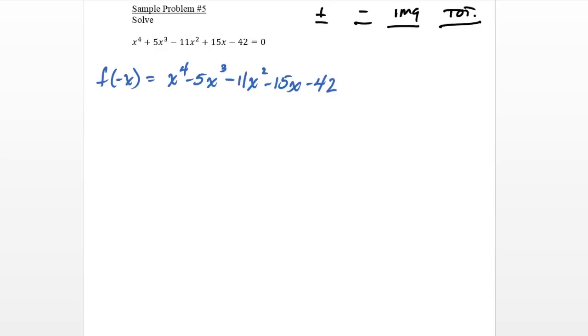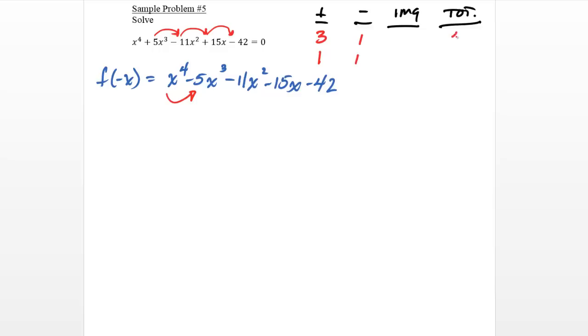Okay, so we'll take a look at our first one, and we have one sign change there, two, and then a third sign change. So that means we could have up to 3 positive roots, or less than that by an even amount. So that's one possible positive root. On our f of negative x, we go from a positive to a negative, but then the rest are negative. So I only have one negative root.